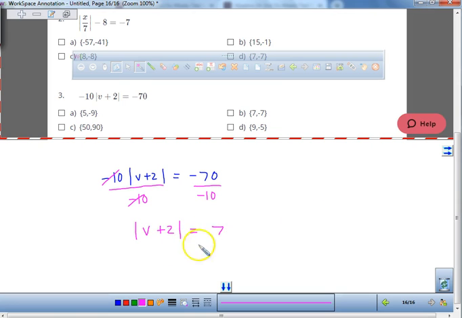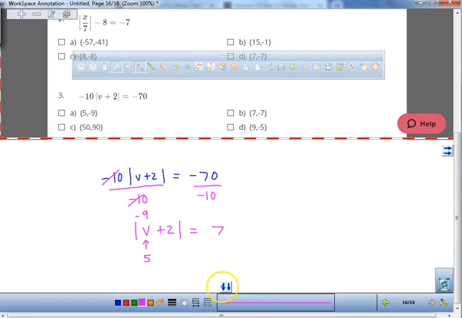Would you guys agree now that this is a super easy problem? Okay? So now basically you can almost do it in your head. Like, what number could you plug in there to make it equal to a 7? You know, it could be a positive 5. And then this could also equal what? A negative 7. So if I wanted to make this a negative 7, I would plug in a what? Negative 9, and it would still work.